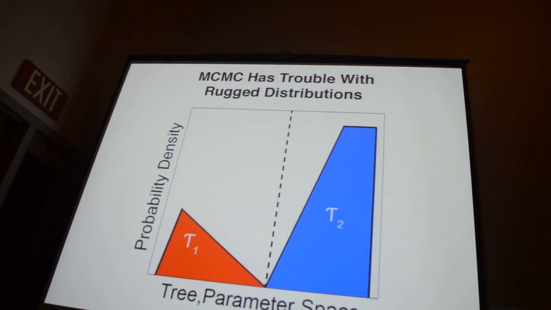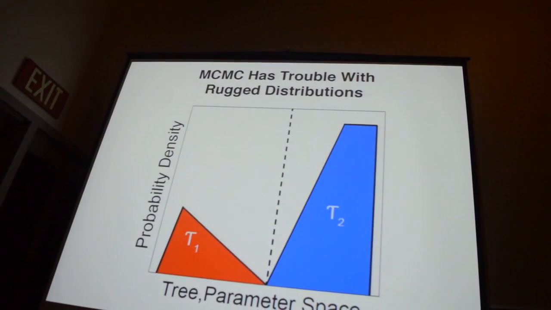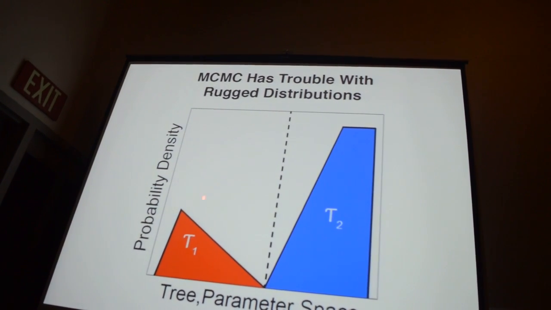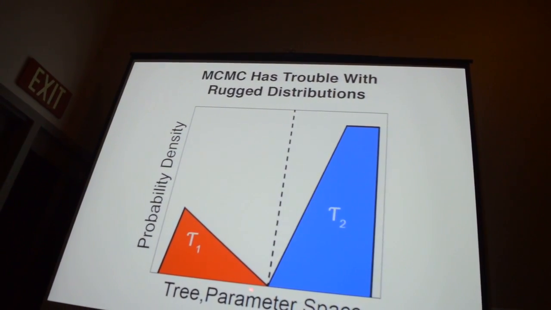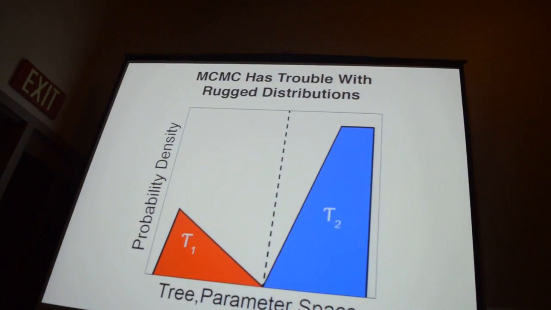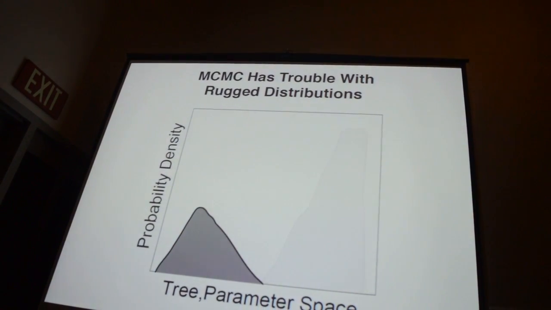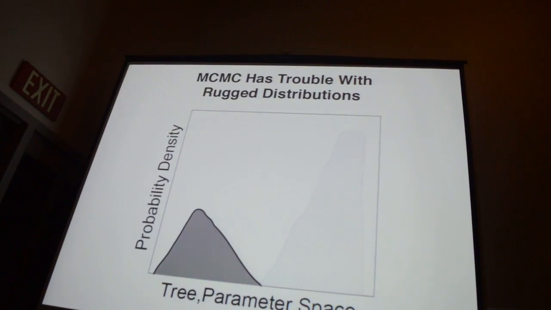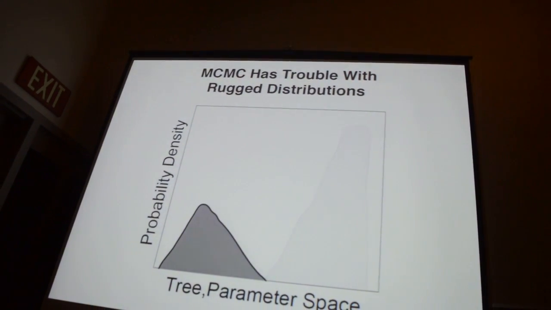However, it's well known that MCMC has trouble when distributions are rugged. If we have multiple regions of high posterior density that are separated by deep valleys, the probability of a chain moving down the valley and up the other peak is quite low. And so chains can become trapped on individual peaks. When they become trapped, what we end up with are estimates that are highly biased representations of the posterior. We tend to sample only one peak or only the other, but not both.